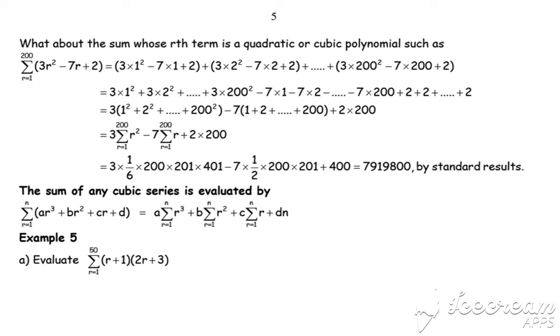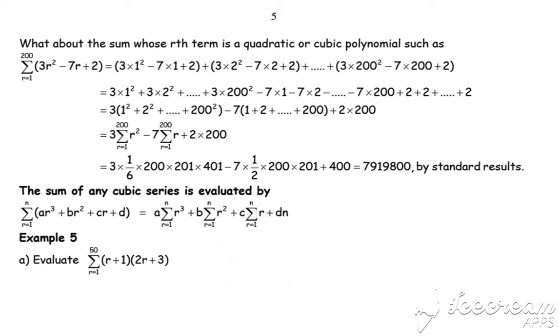Okay, if you now turn to page 5, we're going to look at slightly more complicated expressions. It says here, what about the sum whose r term is a quadratic or cubic polynomial? We've got an example here, and what you might want to do is pause it and have a read through that example, make sure you understand what's going on. But I'm not going to go through it exactly step by step.